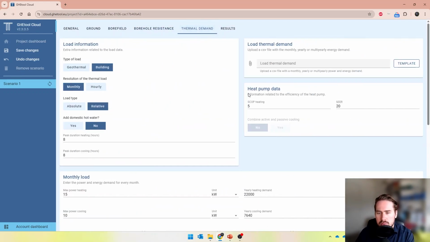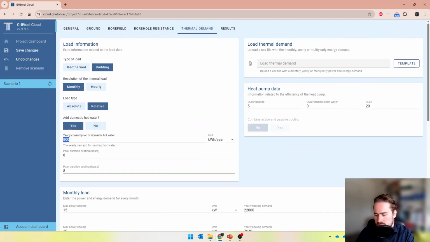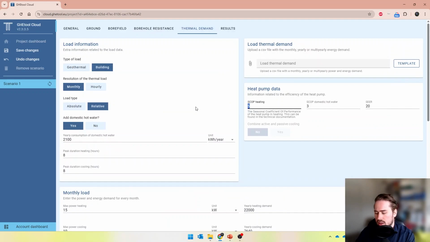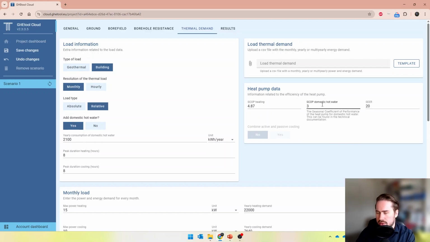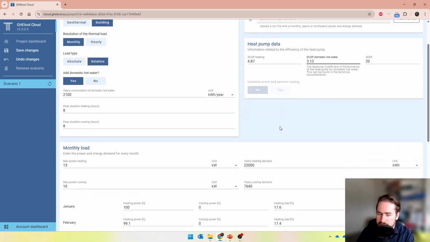And lastly, we have our thermal demands. So we had domestic hot water of 2,100 kilowatt hours per year. Our efficiency was 4.87 and 3.13 for domestic hot water.